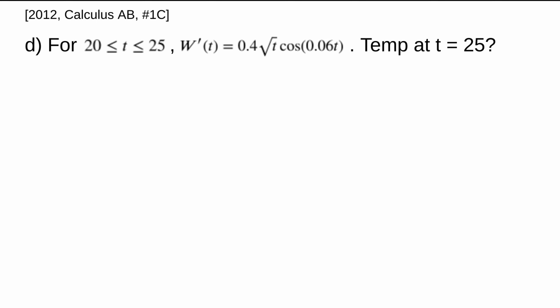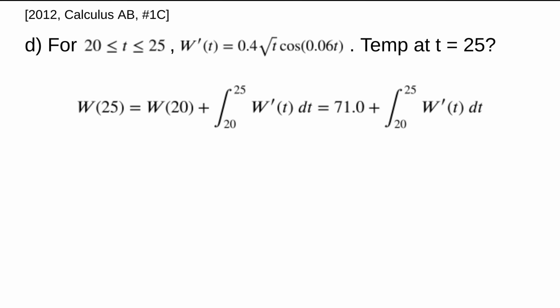We're given in the table the temperature of the water at W of 20, and to find the net change from there to 25, net change is going to be a definite integral. So we're going to take our ending value from the table, which was W of 20, that's 71 degrees, and we're going to add that to the definite integral from 20 to 25 of this new function, W prime of t equals 0.4 square root of t times cosine of 0.06t.